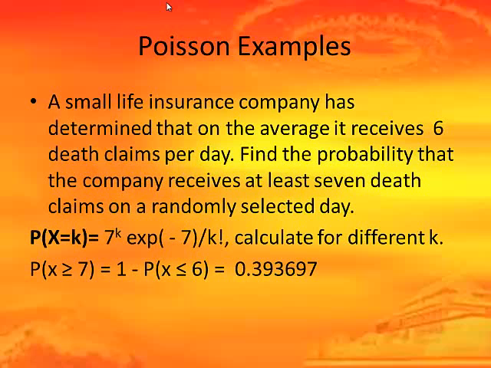So then, if you want to calculate the probability x equals k, it will be 6 to the k e to the minus 6 over k factorial. So the problem is to find the probability that the company receives at least 7 death claims. Well, for this you have to calculate the probability x equals 0, x equals 1, 2, 3, 4, 5, 6. Add them all up, subtract from 1, and you will get 40%, which is the number.